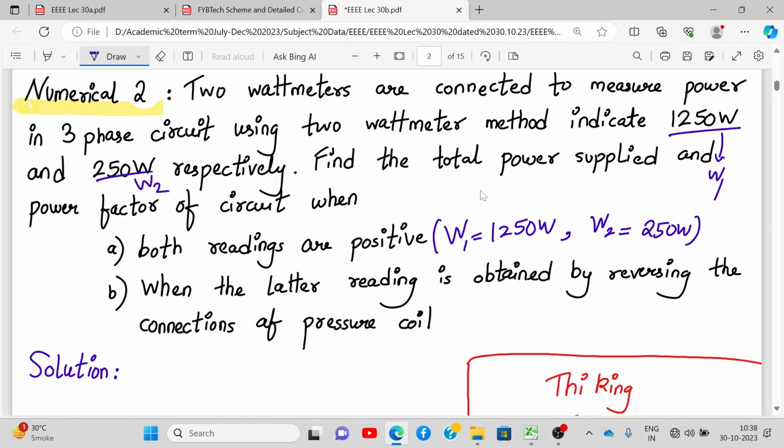Both are positive. Then, when the later reading is obtained by reversing the connection of the pressure coil. What is the meaning of this? When the later reading, meaning W2, is obtained by reversing the connections of the pressure coil, the voltage is reversed. So the wattmeter reading will be negative. So in the later case W2 is minus 250 and W1 is the same, 1250 watts. Okay, this is the given data.